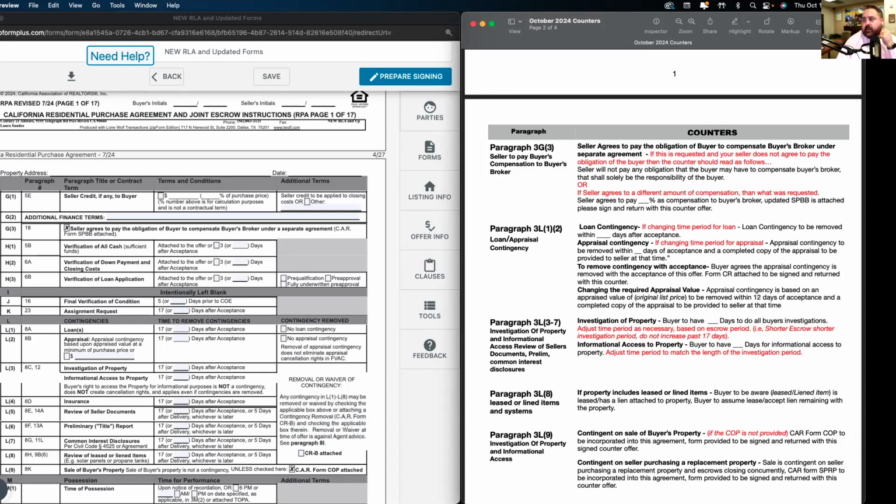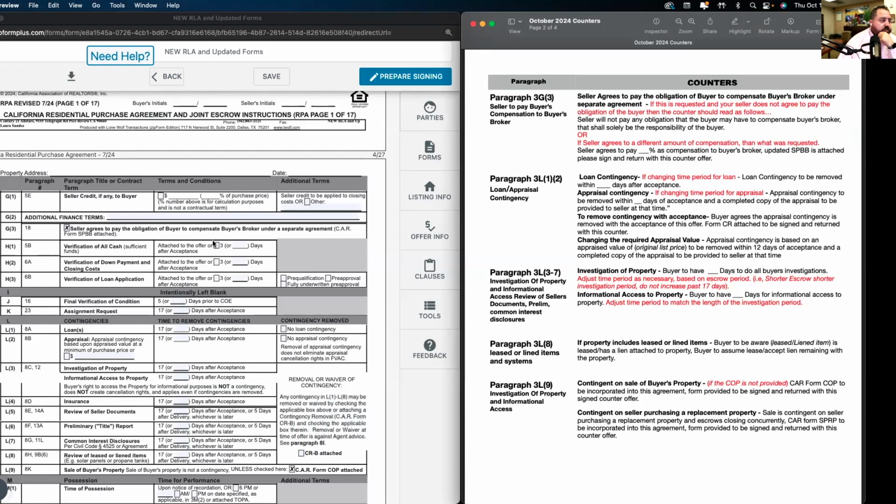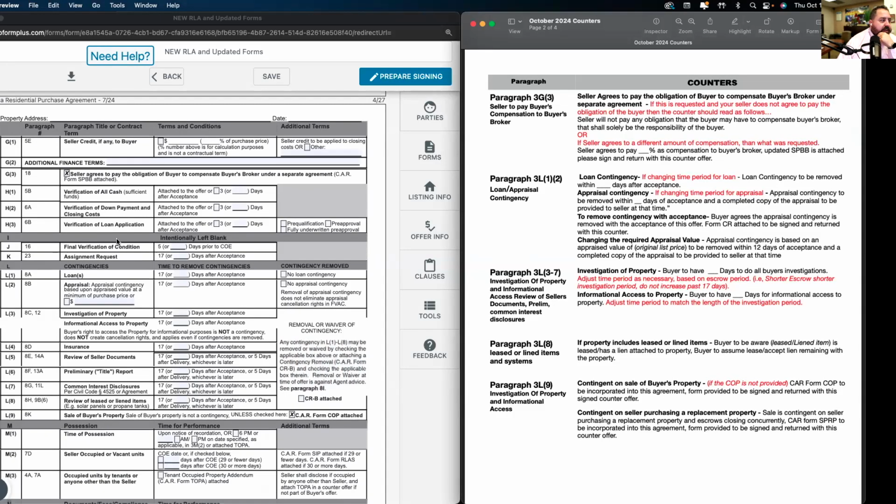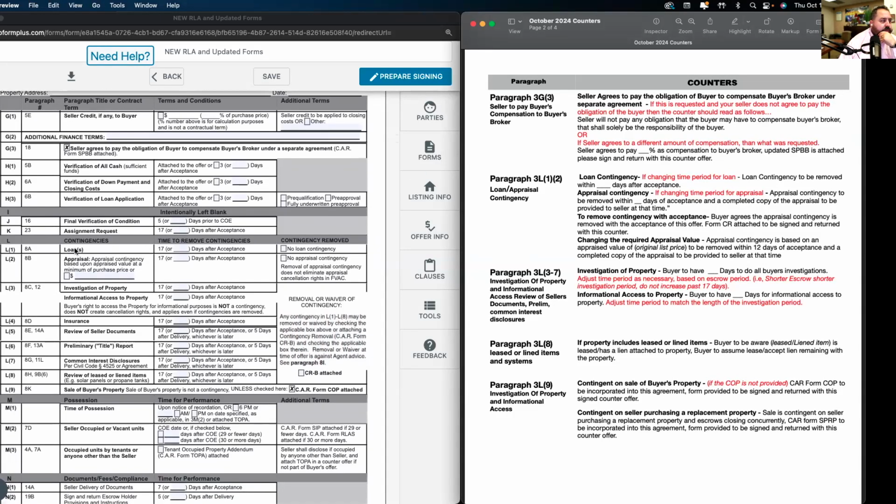All right. Anybody else? Okay. Let's move on. The next thing we're going to do is 3L 1 and 2, which is the loan and appraisal contingencies. I didn't write up the assignment request or the final verification of condition because this is more about common things that you're going to be countering. Okay.